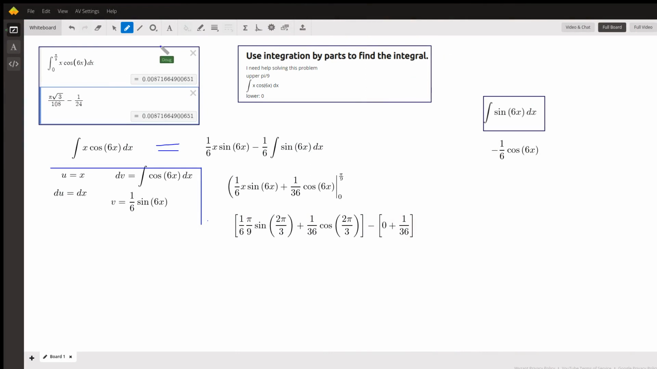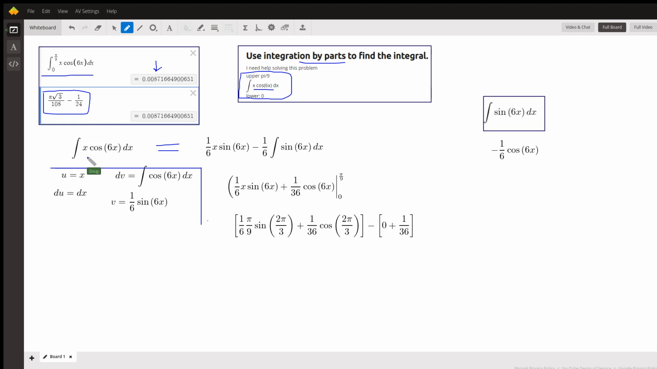Okay, here's the original problem right here. We're supposed to evaluate that definite integral. There's the integrand. The suggestion is to use integration by parts to find the antiderivative. So it looks like the value of that definite integral is something like this, and this looks like it might be the answer. The question is, how did we get there?